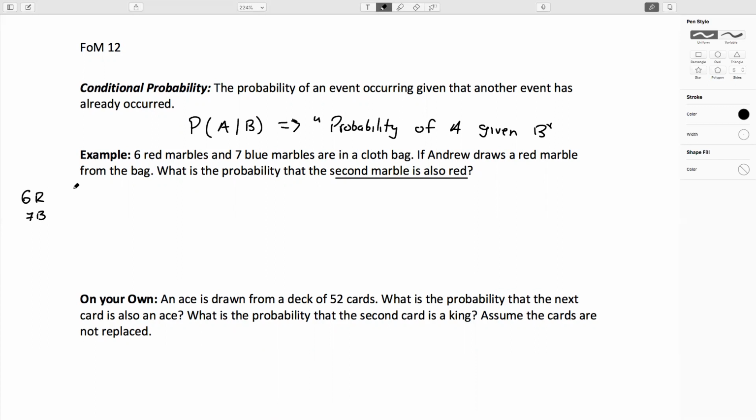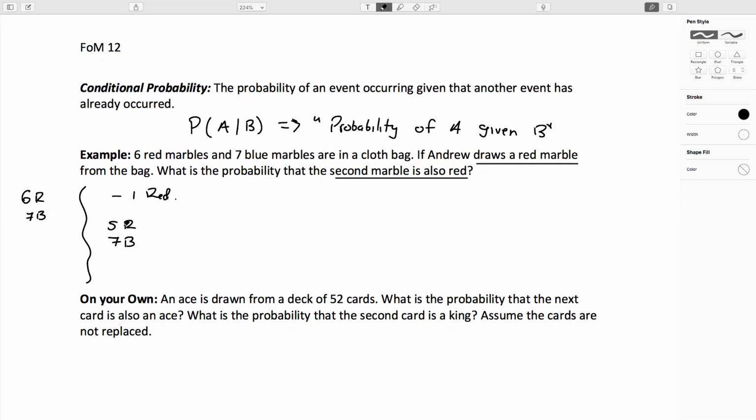If Andrew draws a red marble from the bag, so he's drawing a red marble first. So originally, he's going to have the probability of 6 in 13. All right. However, we're going to subtract 1 red. And what that's going to mean is we're now going to have 5 red and 7 blue. This is the conditional part because we've already removed the red.